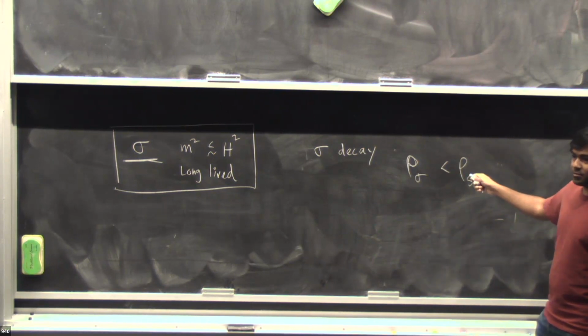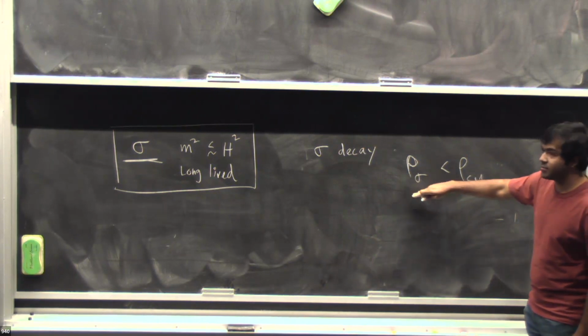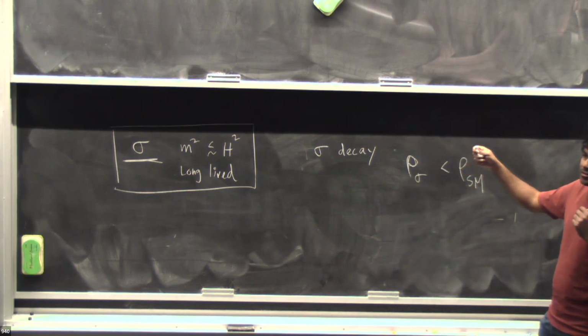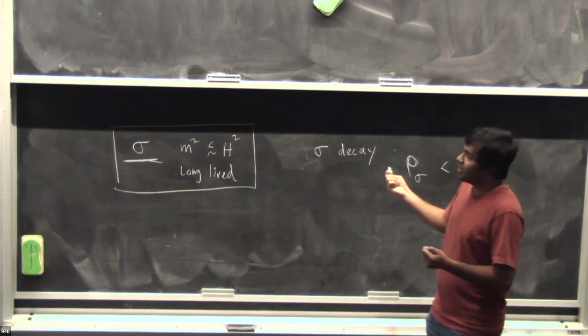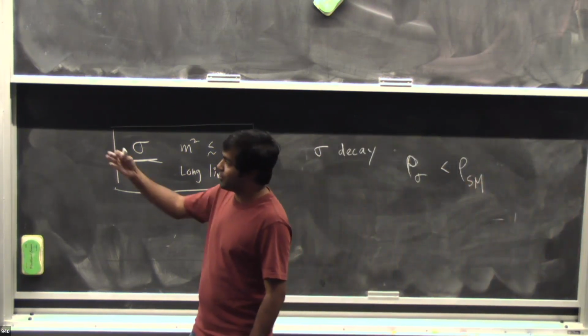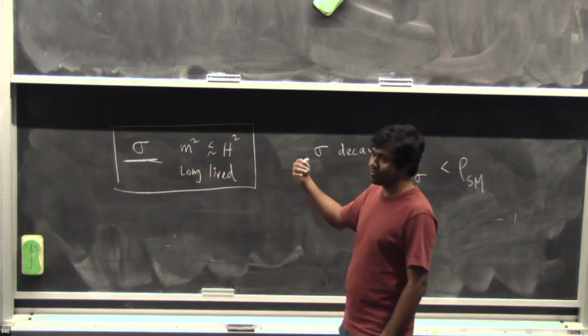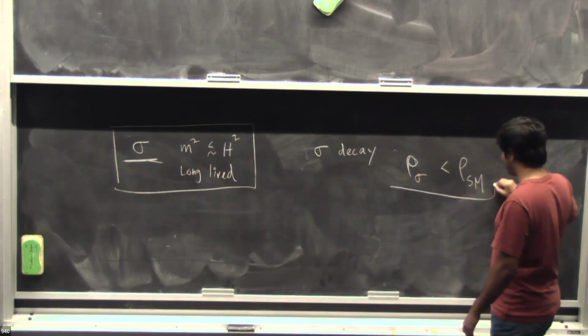You can relax this assumption and also consider cases where sigma is even longer lived, so that it actually dominates the expansion history for a bit. That case is also interesting. Some of the technical aspects for the computation of gravitational waves are a bit different, but for this talk, I'll just focus on this.